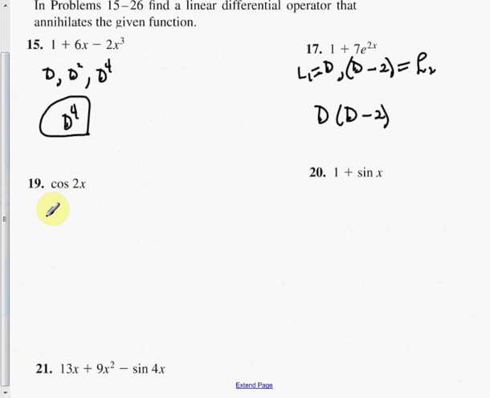This cosine, again, beta is 2, so this is just D squared plus beta squared, 4. That's all we need there. Here, D annihilates the 1, and then D squared plus 1 squared annihilates the sine x.